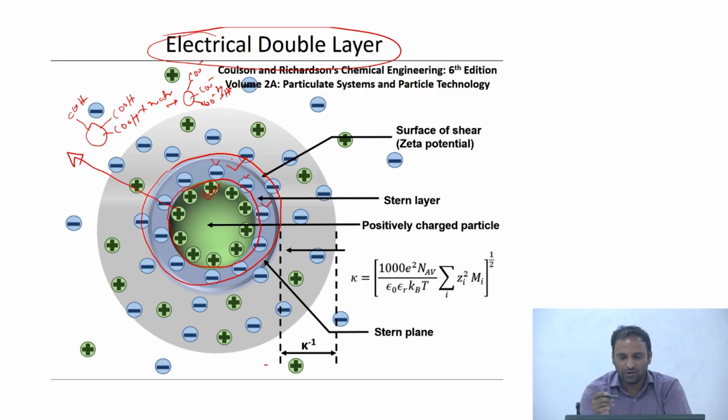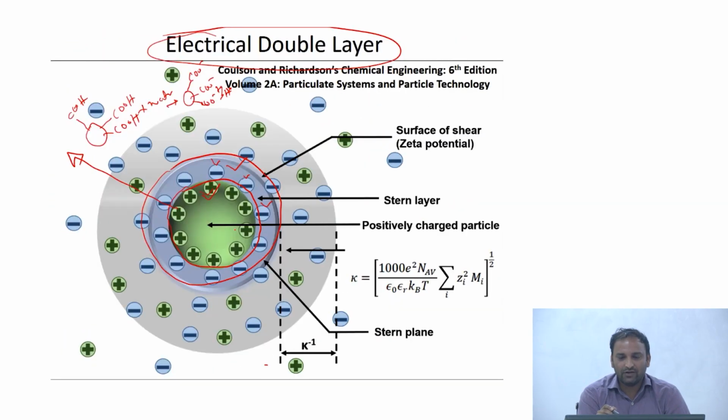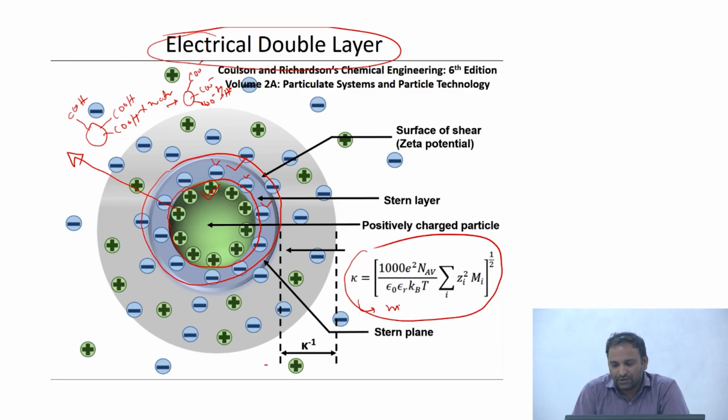I just want to introduce the terminology. This phi electrostatic is also called phi electrical double layer because the moment you have a charged particle in solution, the configuration around the particle looks something like this. And this is the kappa that I was talking about. If you work out the units of kappa, it turns out to be meter inverse, and therefore kappa inverse has units of meter. This kappa inverse tells you about the length scale up to which I have to worry about the electrical double layer interactions.